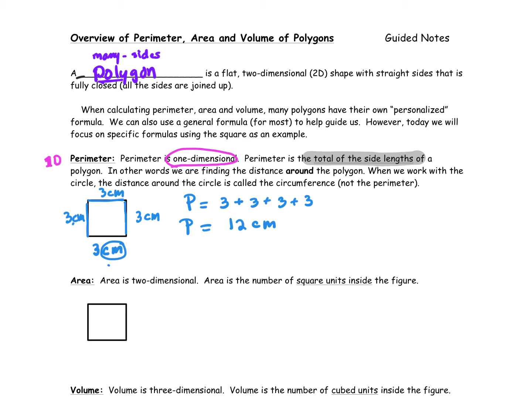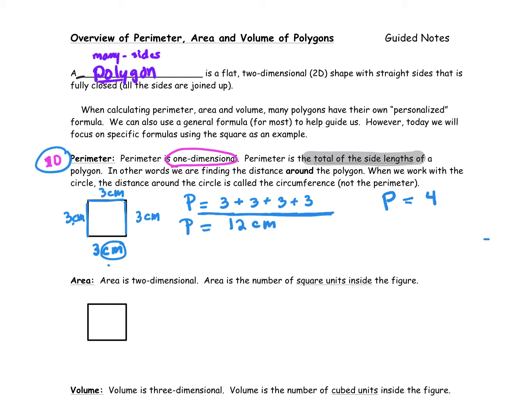So what this would look like, if I drew it, I'd have 3 centimeters here for the first side, 3 centimeters here for the second side, 3 centimeters here for the third side, and then 3 centimeters here for the fourth side. So what would happen is I would have one linear or line to measure. So that's why they call it one-dimensional. But there is another way to find this, and some of you might have noticed this. Because the square has 4 sides and they're all the same measurement, we could have multiplied by 4.